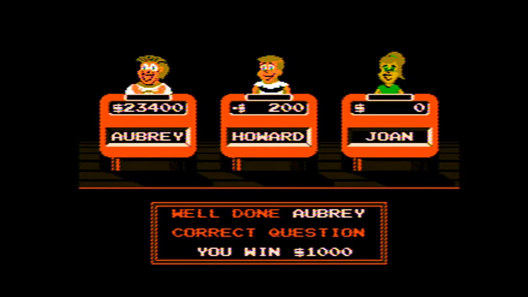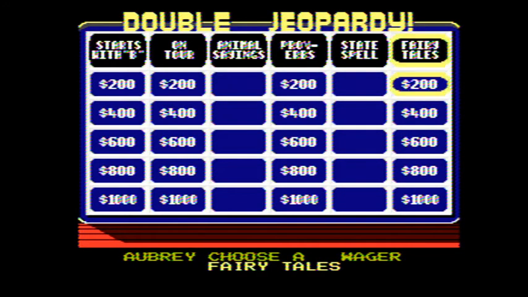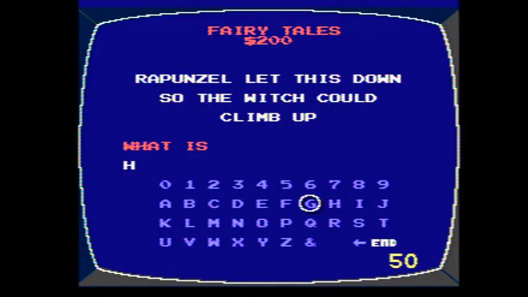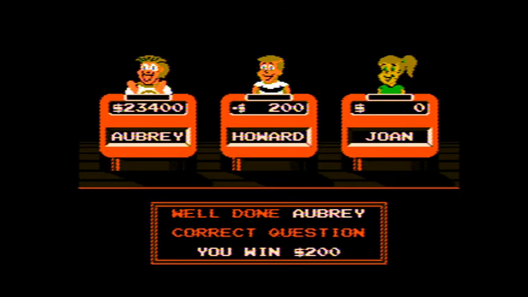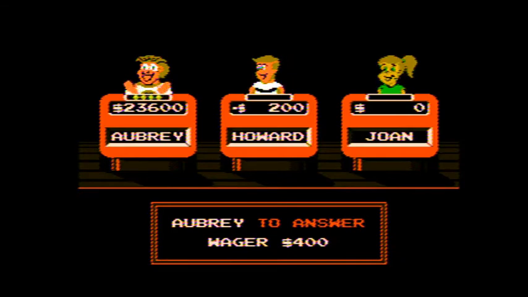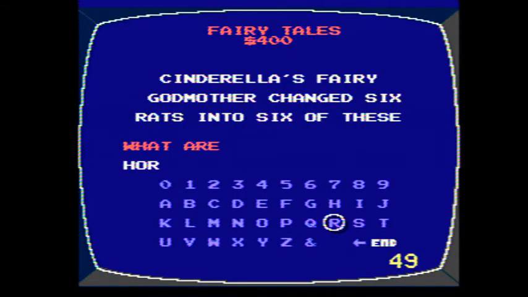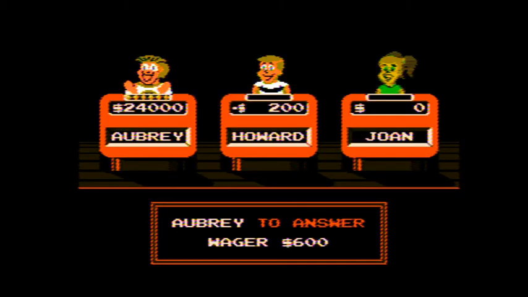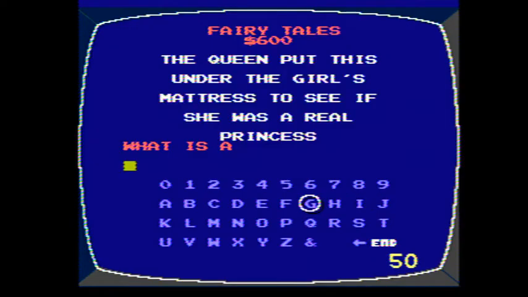Good for 1,000. I will have fairy tales 200. Rapunzel let this down so the witch would climb up. What is her hair? Fairy tales 400. Cinderella's fairy godmother changed 6 rats into 6 of these. What are horses? Fairy tales 600. Queen put this under the girl's mattress to see if she is a real princess. What is a pea?